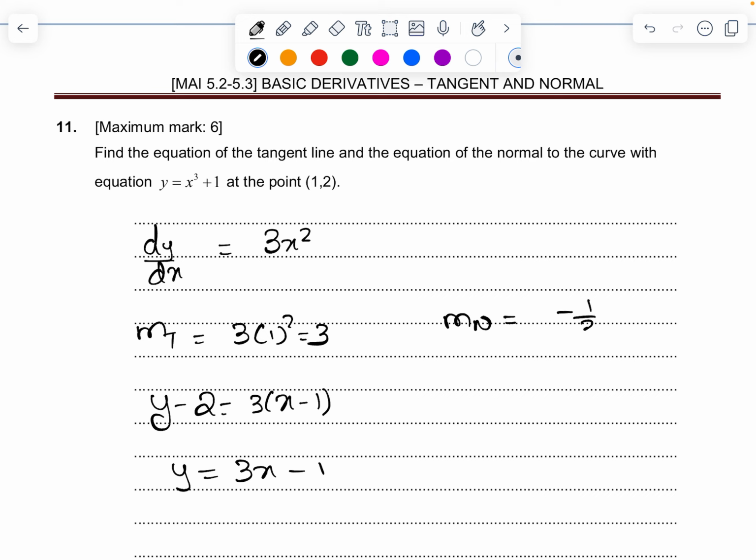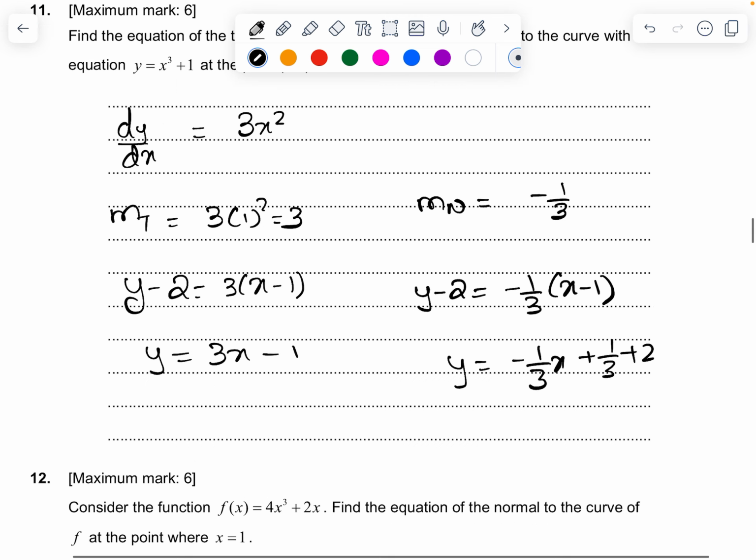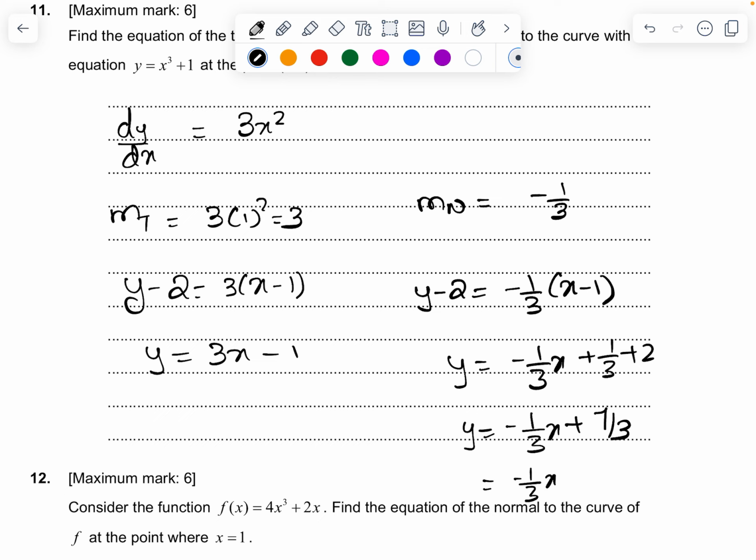Slope of the normal will be minus 1 by 3. y minus y1 equals negative 1 by 3 times x minus x1. So y equals negative 1 by 3x plus 1 by 3 plus 2. So y equals negative 1 by 3x plus 7 by 3. Never leave that fraction in this form: 2 1 by 3.